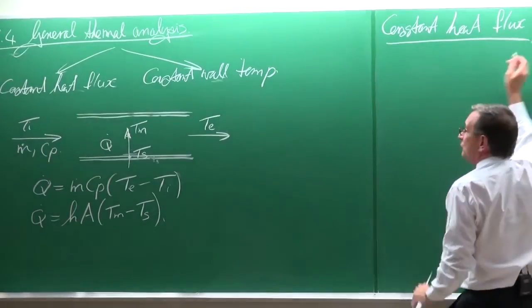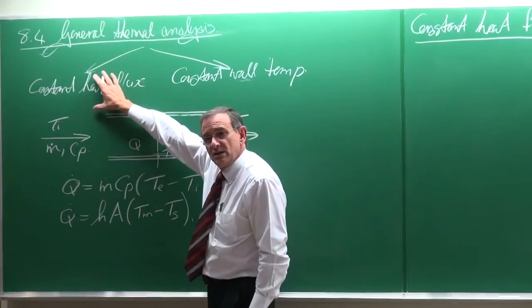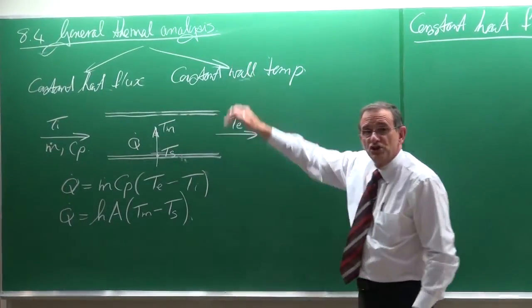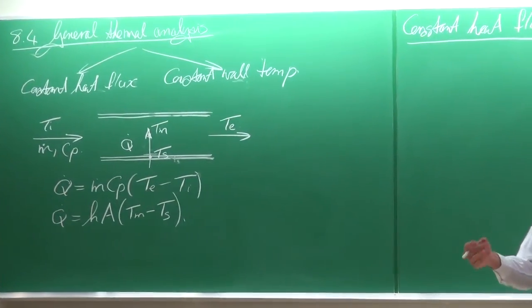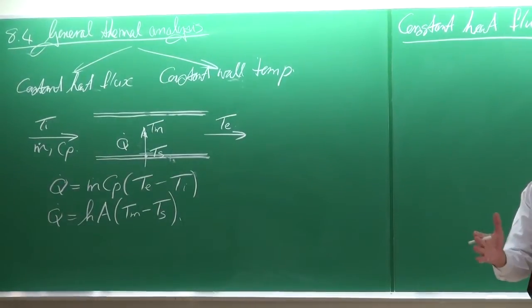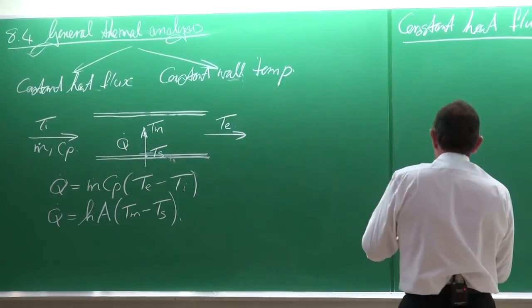So in this paragraph, we're going to look at these two cases, the constant heat flux and the constant wall temperature. We're going to look at it mathematically, and I'm going to show you some examples, and I'm going to show you the differences between these two approaches.